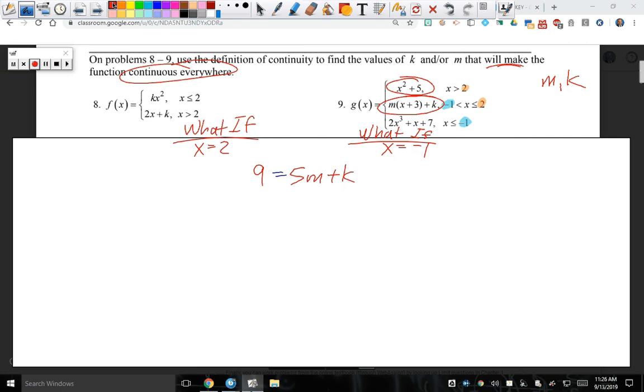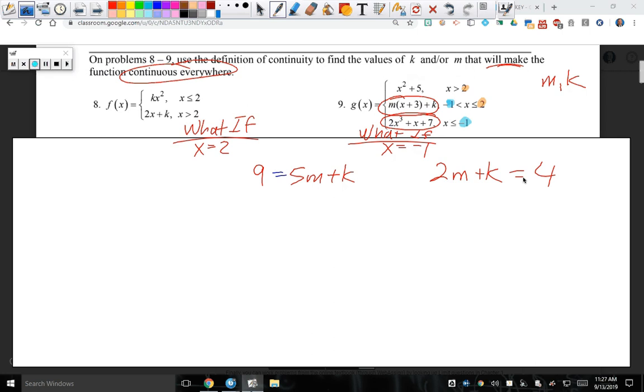Now let's create the equation for the other one. See what I'm doing? I'm going to go over here to what if x was -1. So if x was -1 on this equation right here, what would that equation be, guys? 2m plus k. How about if x was -1 right here? -2 minus 1 is -4, plus... negative 3 plus 7 is 4. And we're saying that these are equal to each other.